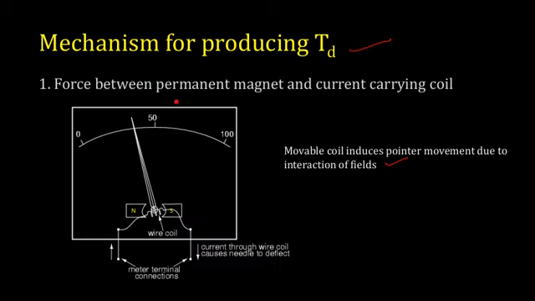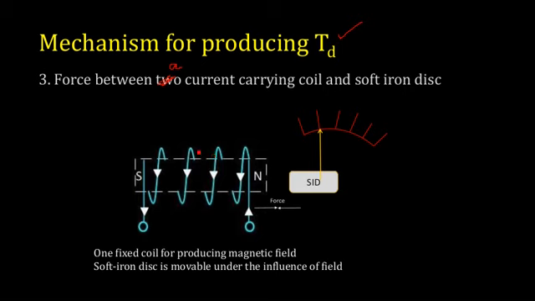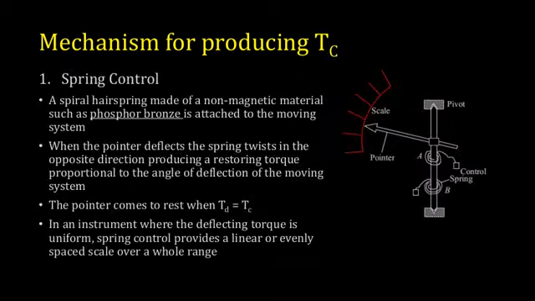First one is force between a permanent magnet and a current carrying coil. The second one is force between two current carrying coils, which are not permanent magnets, rather electromagnets. And the third one is force between a current carrying coil and a soft iron disc.